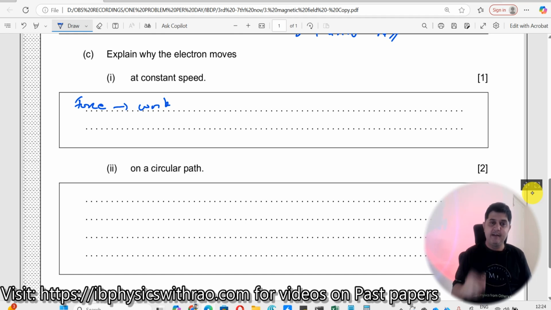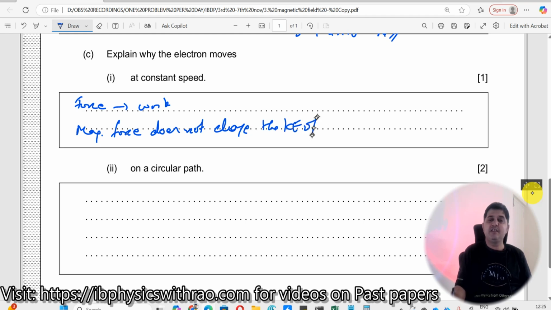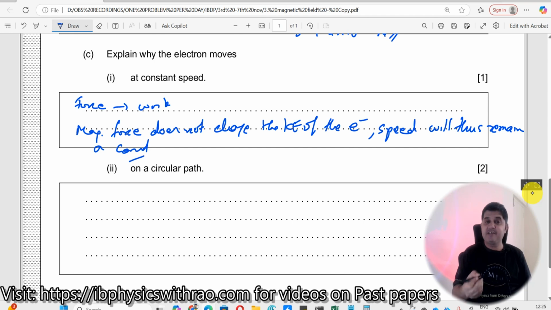So here, what's happening? The magnetic force does not change the kinetic energy of the electron. Which means, if kinetic energy is not changed, neither is the mass, since mass will never change. The velocity is also not changing, which means the speed will remain constant.